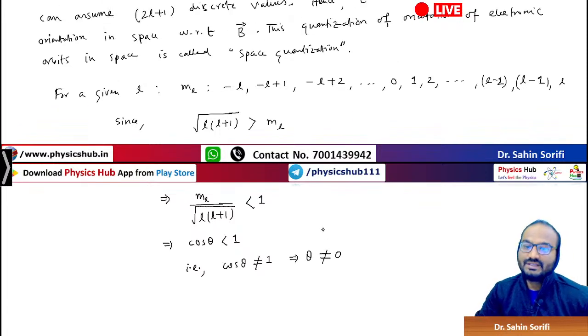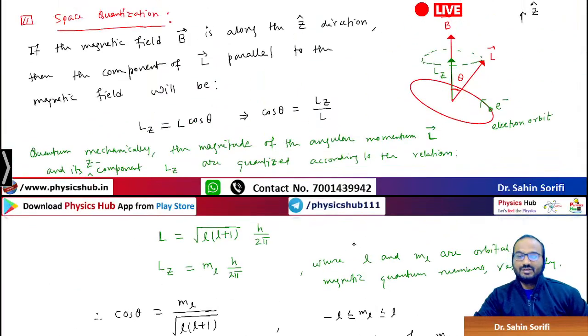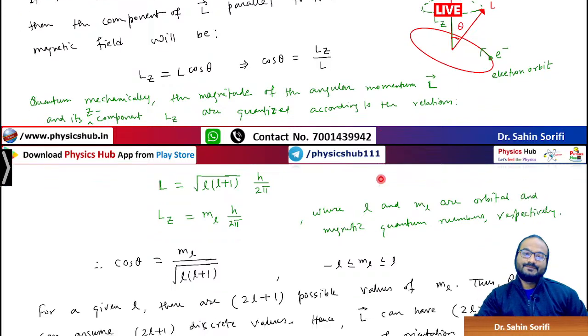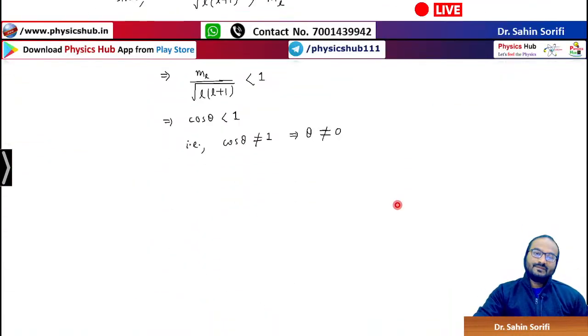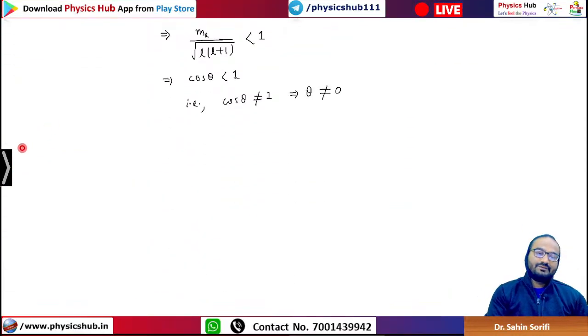What is the meaning of theta is equals to 0? If you look at this image, theta is equals to 0 means the direction of L being parallel to the direction of magnetic field B. So as cos theta is not equals to 1 means theta is not equals to 0. It means this L vector cannot orient itself in the direction of magnetic field. Understood? Theta not equals to 0. What is the physical significance of this?